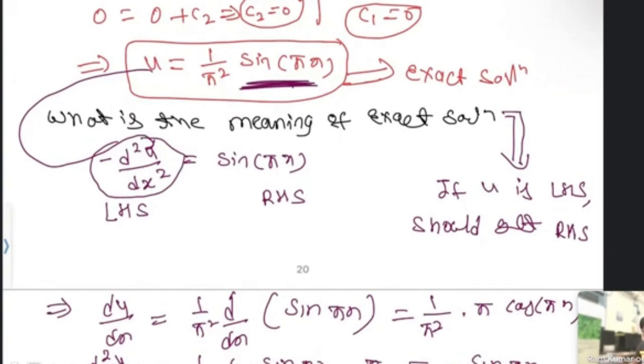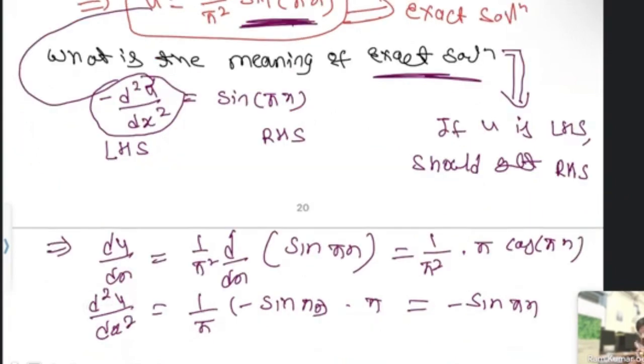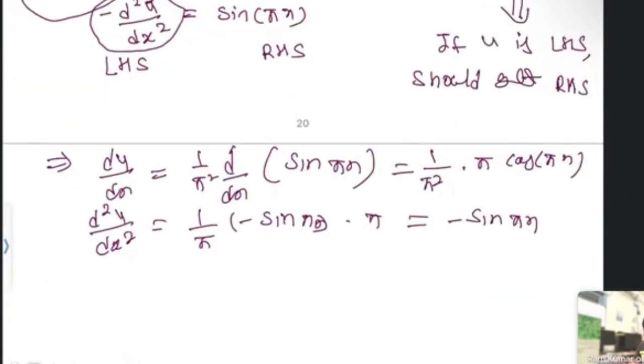This is the meaning of exact solution. So this is our exact solution. But as I told you, this is not 100% true that we get an exact solution for all problems. Sometimes the problem is very complex, and we cannot solve it by our handwritten technique.